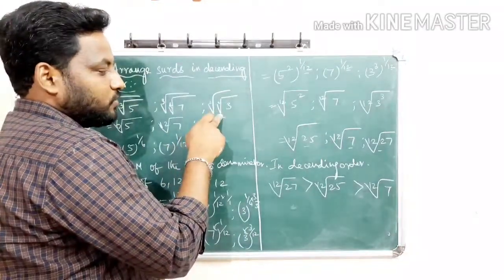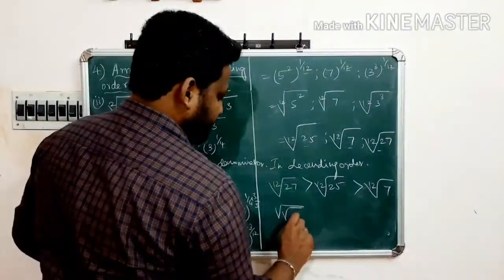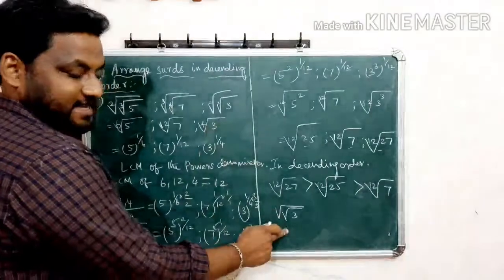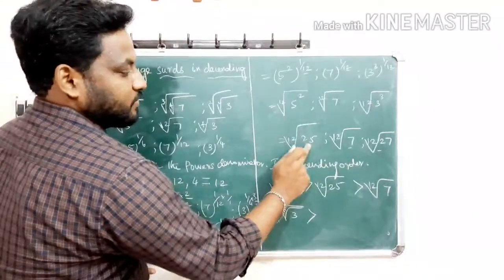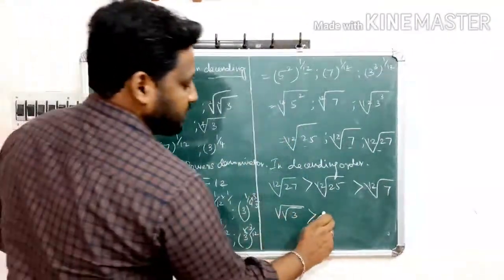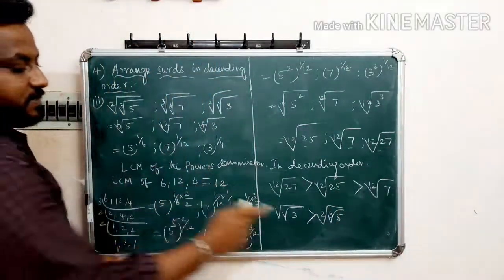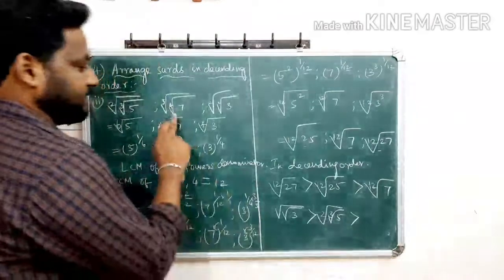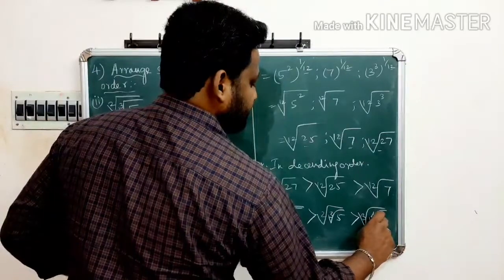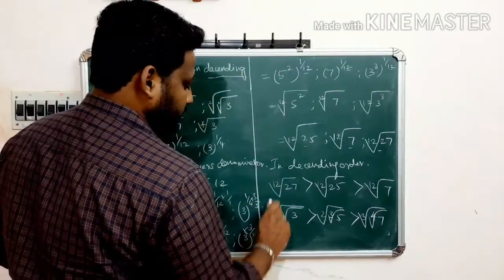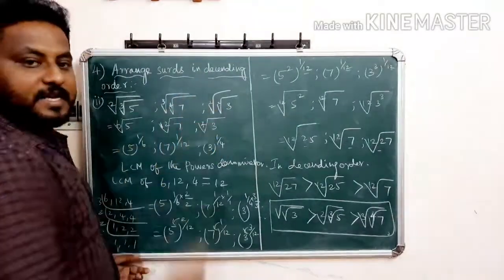Square root of 3 is the third number. This is the greatest number, which is greater than the next number. What is that? 25. 25 is the first number, which is what? Square root of cubic root of 5. This is the second number. And then which is greater than, the third number is cubic root of 4th root of 7. So this is the descending order for the given values.